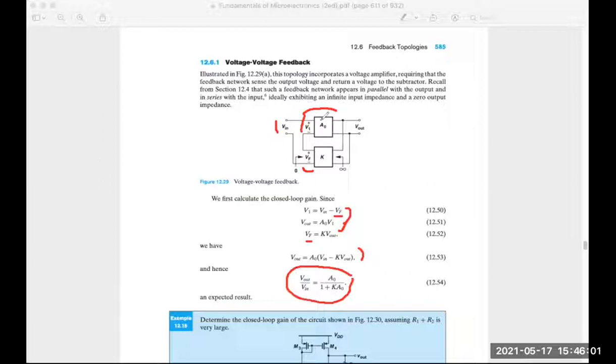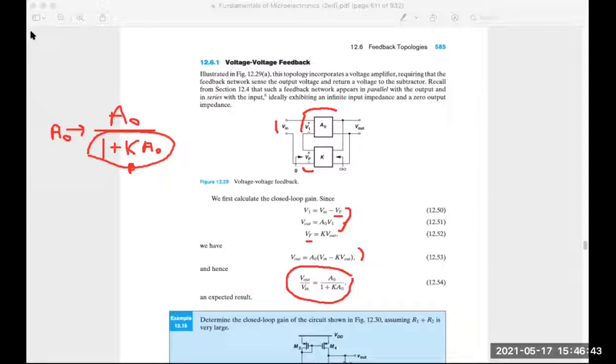What is the open loop gain of this amplifier? It's A0, right? So instead of A0, we now have the gain A0 divided by 1 plus KA0. Instead of K, sometimes we use beta. It's the same thing, the feedback factor. As you can see, we drop the gain by the amount of 1 plus KA0. And last week, I explained why we have to drop the gain.